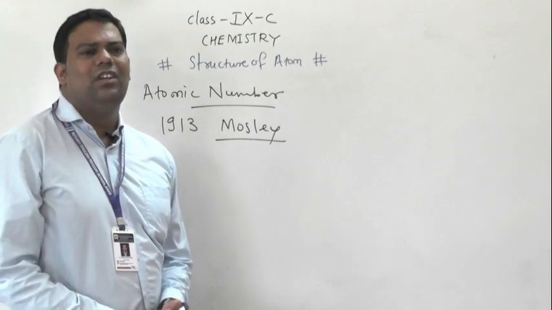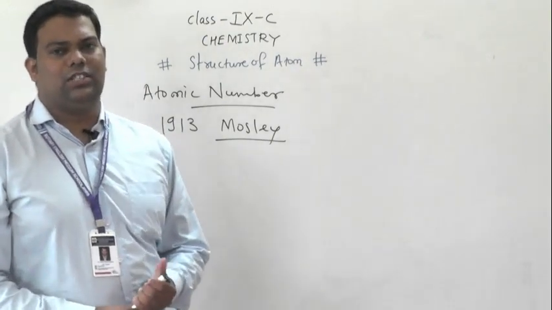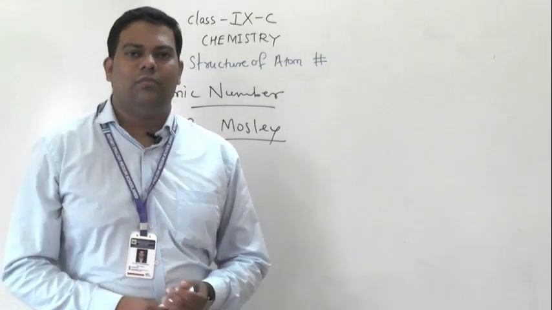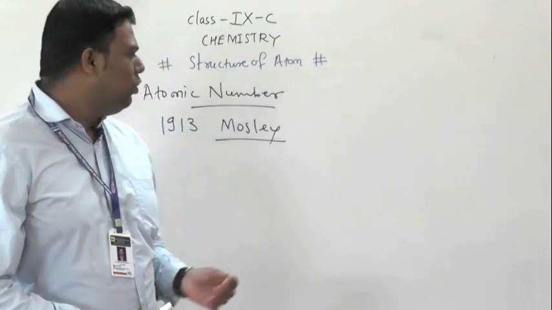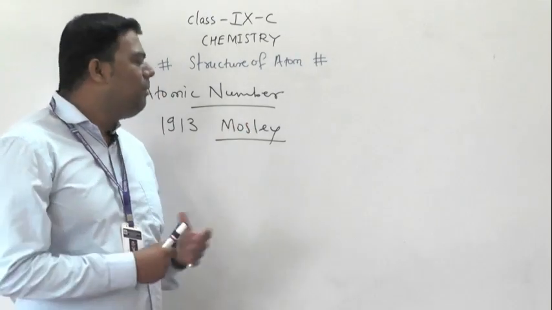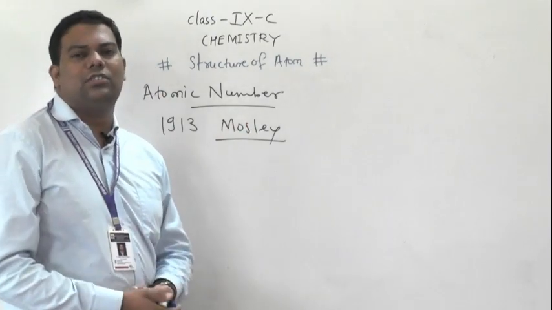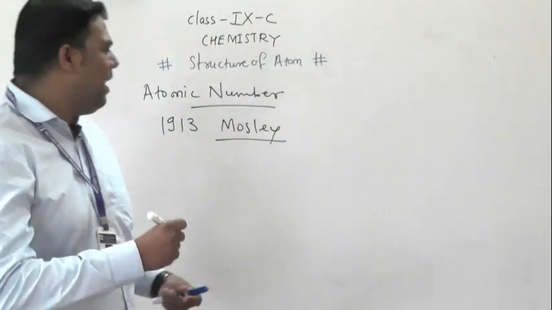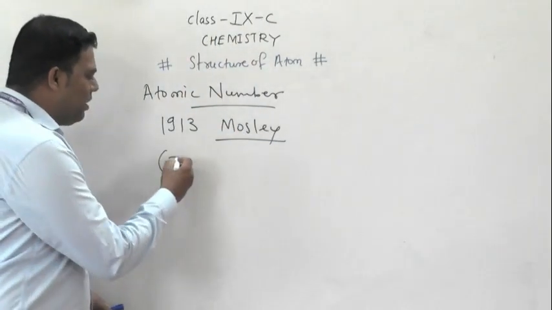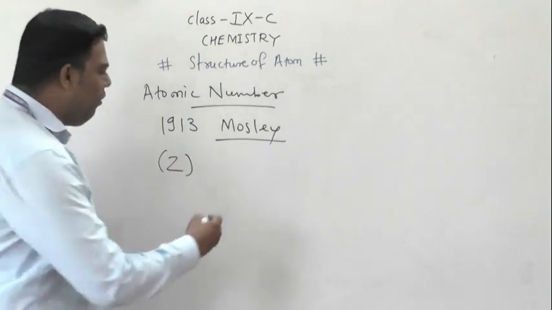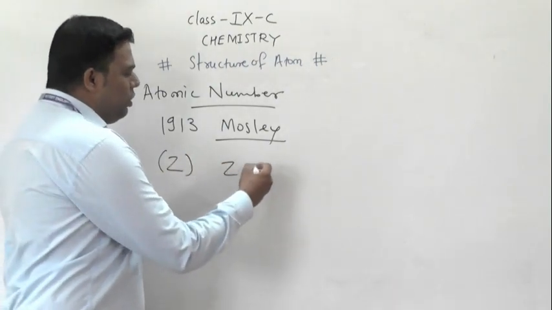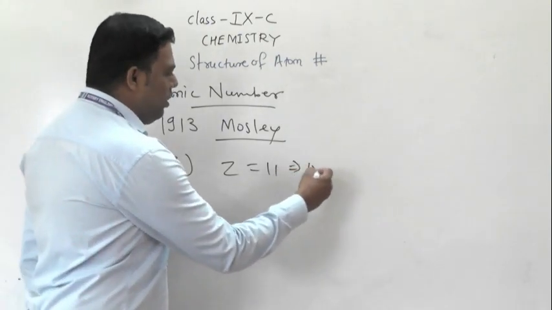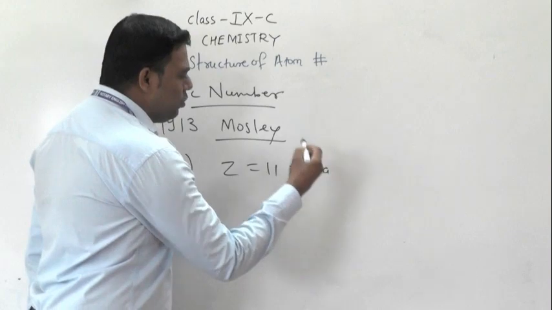What is it? It is the number of unit positive charge present on the nucleus of an atom of an element. Atomic number is generally represented by Z. For example, Z equal to 11 means sodium.